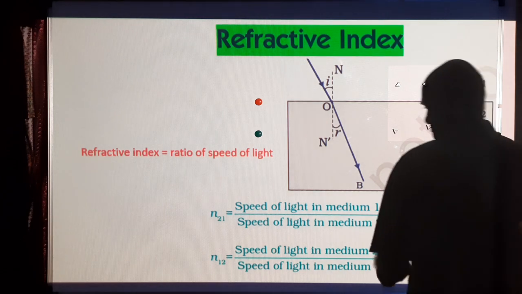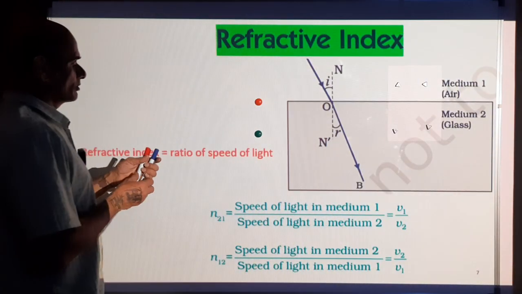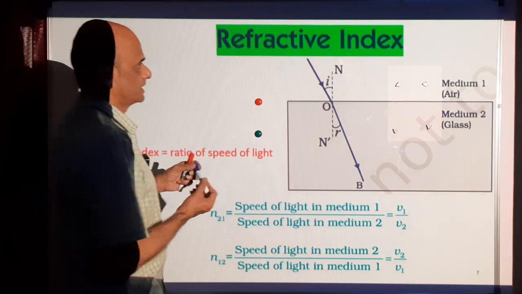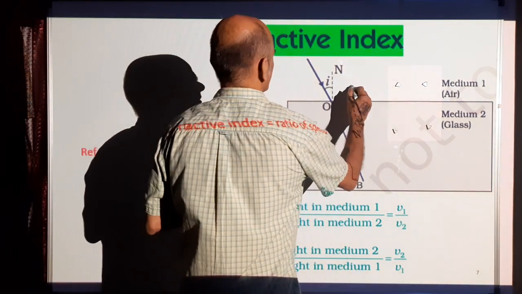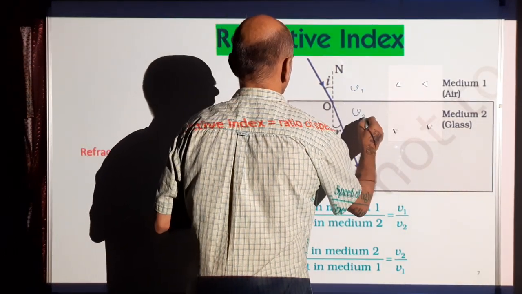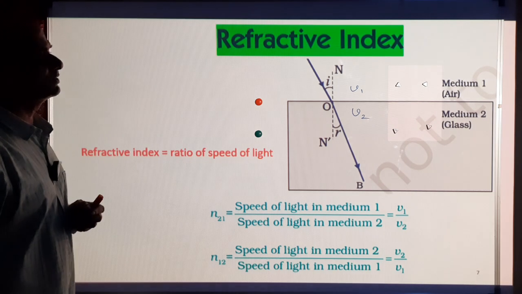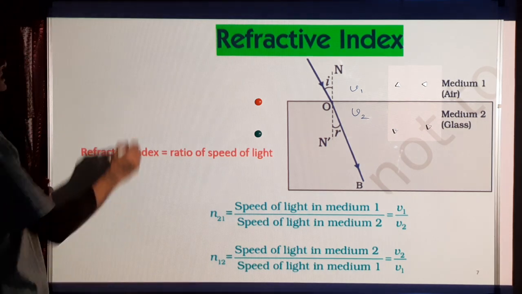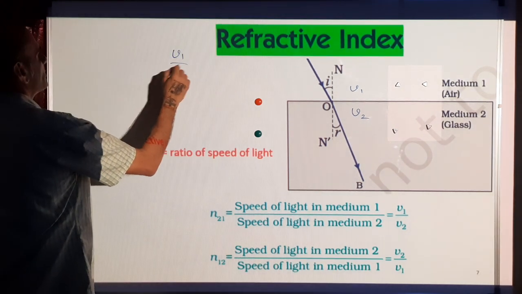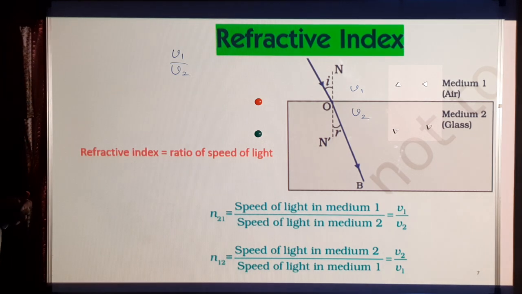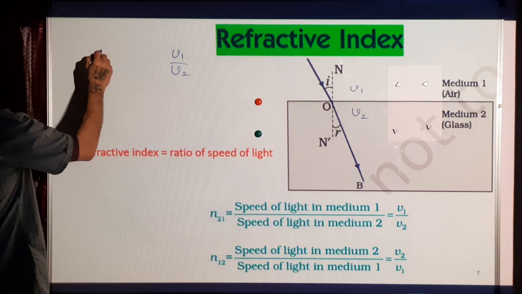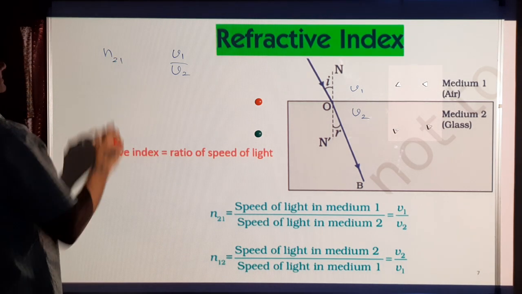Refractive index for a given pair of media. So the velocity of light in the first medium V1 and the second medium V2. If it is a denser medium, V2 will be less than V1. So this ratio V1 by V2 is the refractive index of the second medium with respect to the first medium.